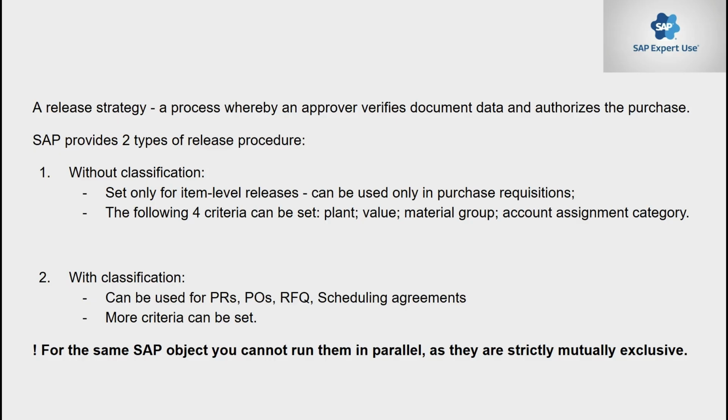In SAP standard delivery, no procedure with classification is initially available. As soon as you create a procedure with classification, the procedure without classification is deactivated automatically. In other words, you can't run PR without classification and PR with classification at the same time for PR. But if you would like to set a procedure without classification for the PR and set a procedure with classification for the PO, that is possible.